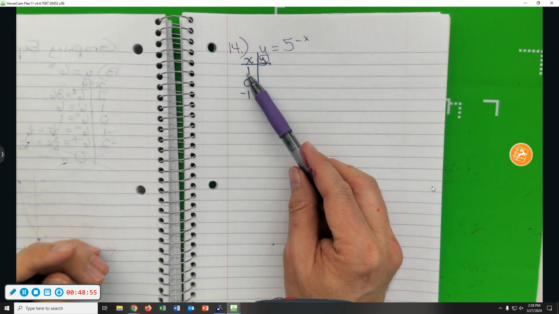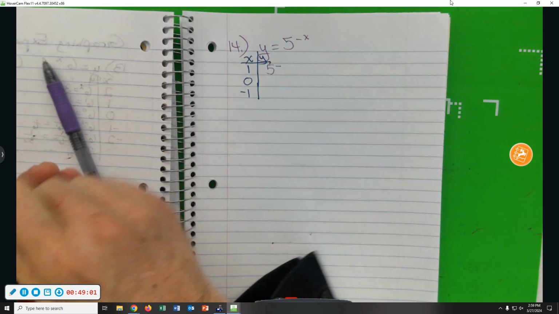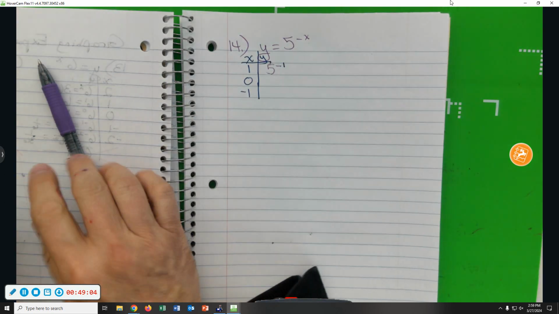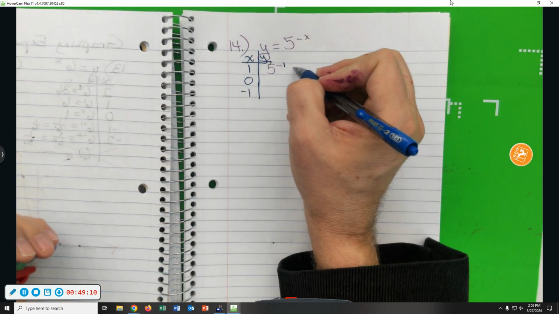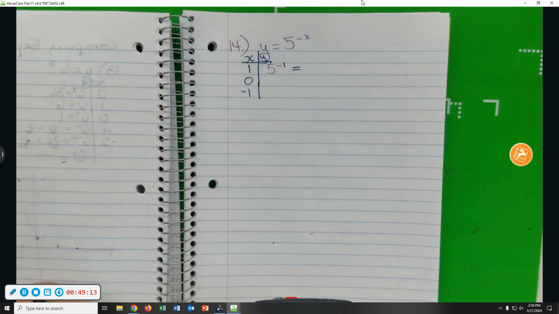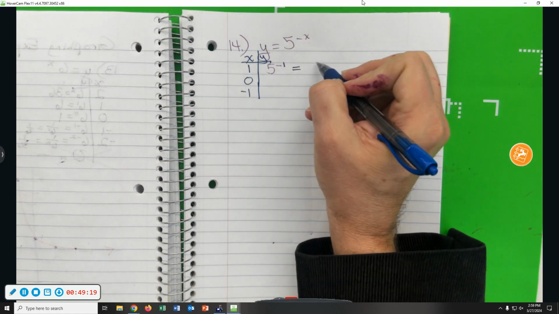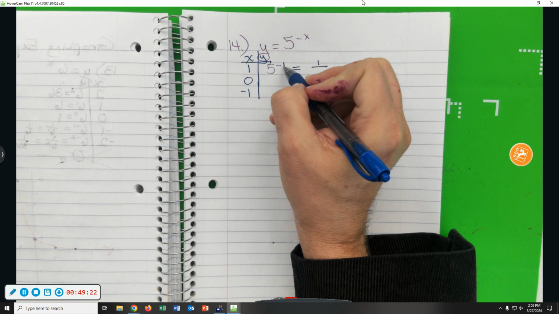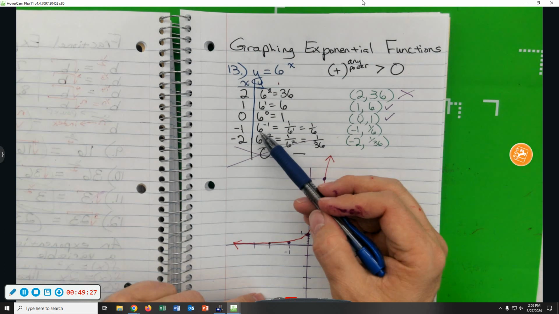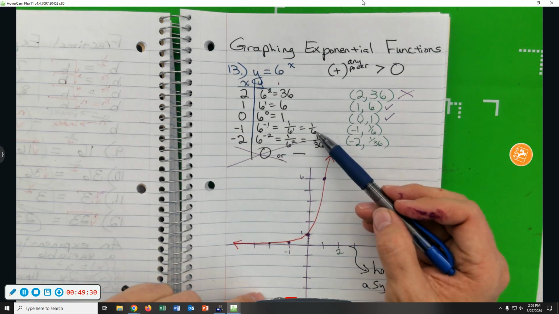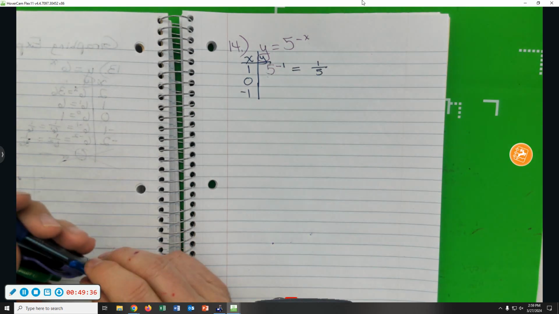Plugging in 1, we get 5 to the negative 1 power. What's 5 to the negative 1? Don't say negative 5. Remember that definition of negative exponent. 5 to the negative 1 is 1 over 5. I agree. That negative is going to make a 1 over, and then you have a 5 to the first power, which is just 5. Just like right here, 6 to the negative 1 became 1 over 6. 5 to the negative 1 became 1 over 5.